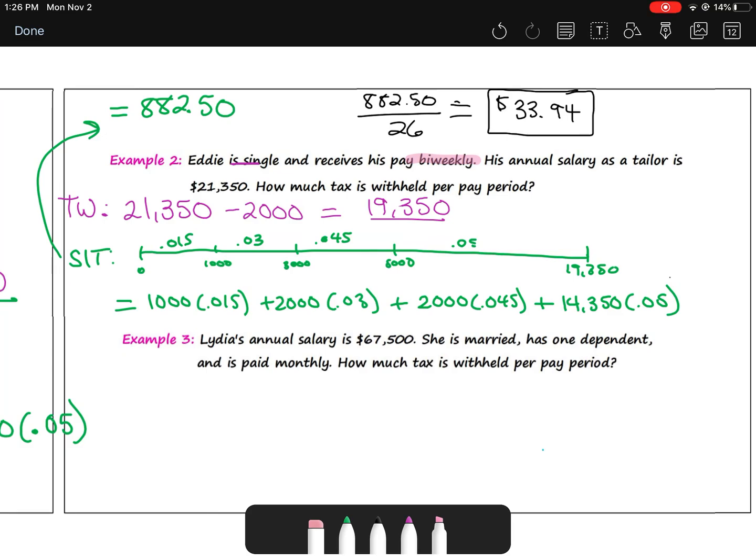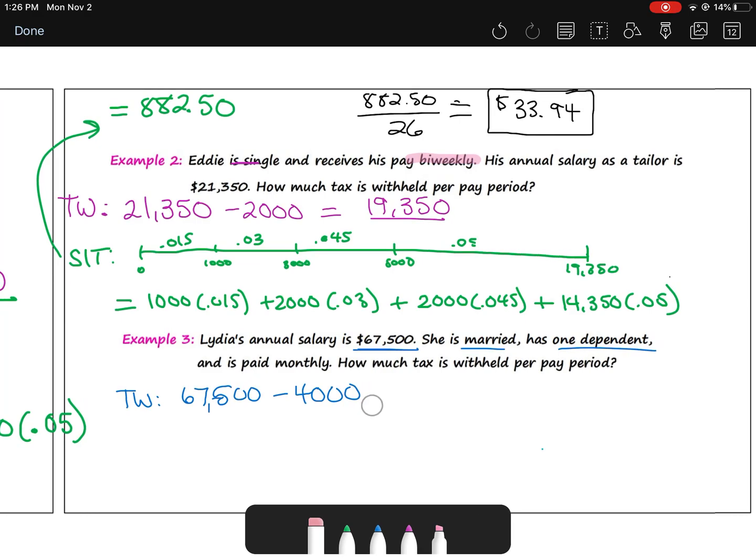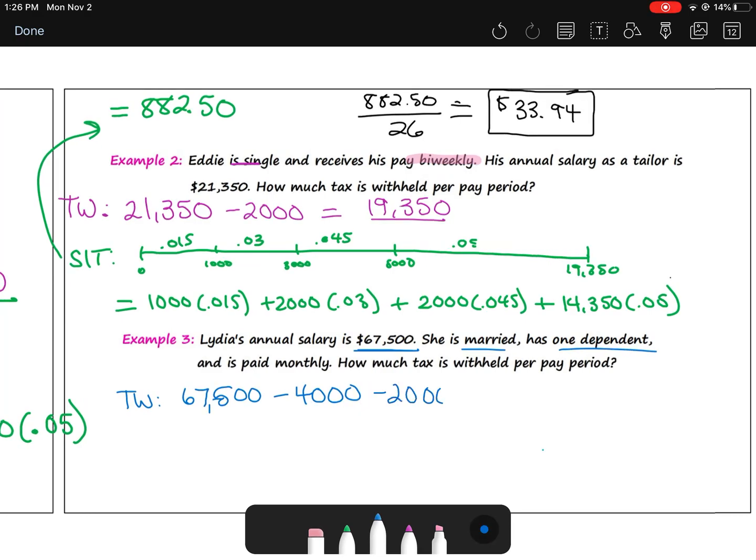For this last example, I would like you to do it on your own and then come back and check. Welcome back. Let's see how we did. I have my taxable wage. I know she's $67,500. She's married and has one dependent. So $67,500, married is $4,000, and I'm getting that from the chart on the previous slide. One dependent is $2,000, so minus $2,000. That gives me a taxable wage of $61,500.